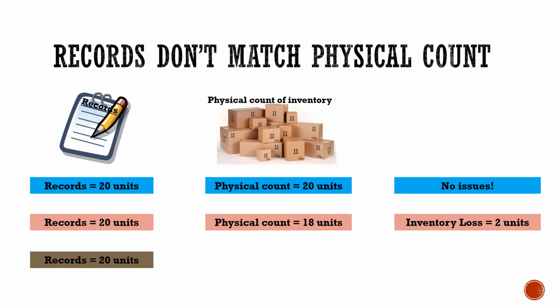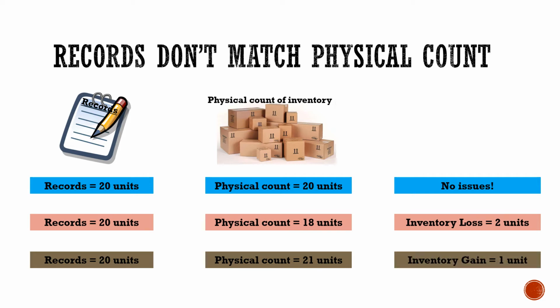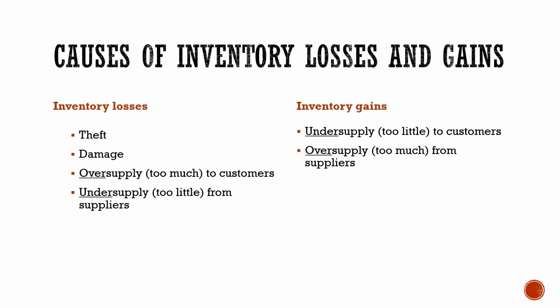In our third scenario, we also have 20 units of inventory in our records. But when we did the physical count of the inventory on our shelves, we have counted 21 units. And in this case, we have an inventory gain of 1 unit. Here are some of the causes of inventory losses and gains that we should be taking note of.